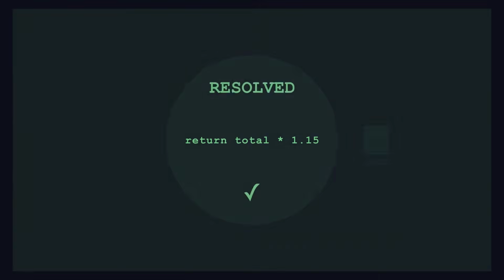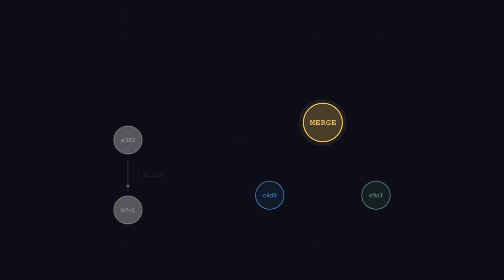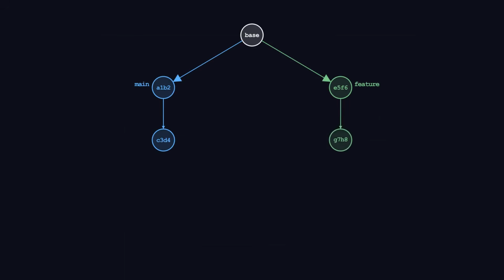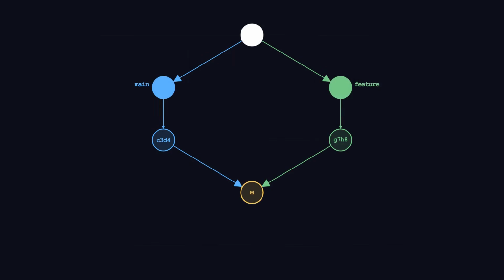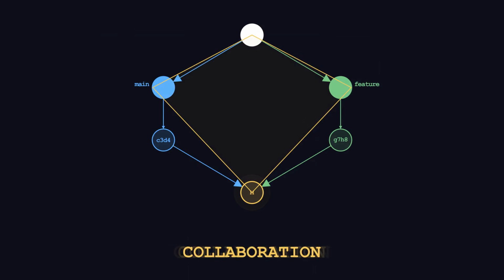Once every conflict is resolved, Git creates something special, a merge commit. It looks like a normal commit, except it has 2 parents, one pointing back to your branch, one pointing to theirs. In the commit graph, this creates a diamond shape. 2 paths diverged, and now they reconverge into a single point. That diamond is the shape of collaboration.